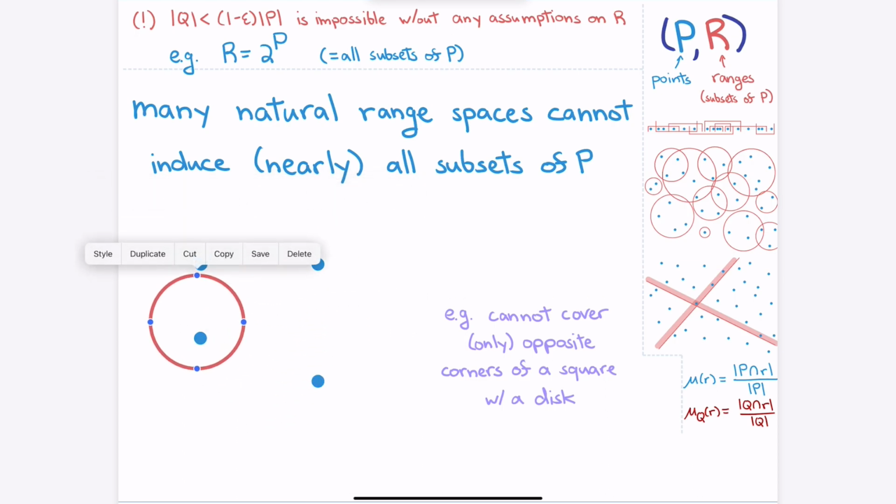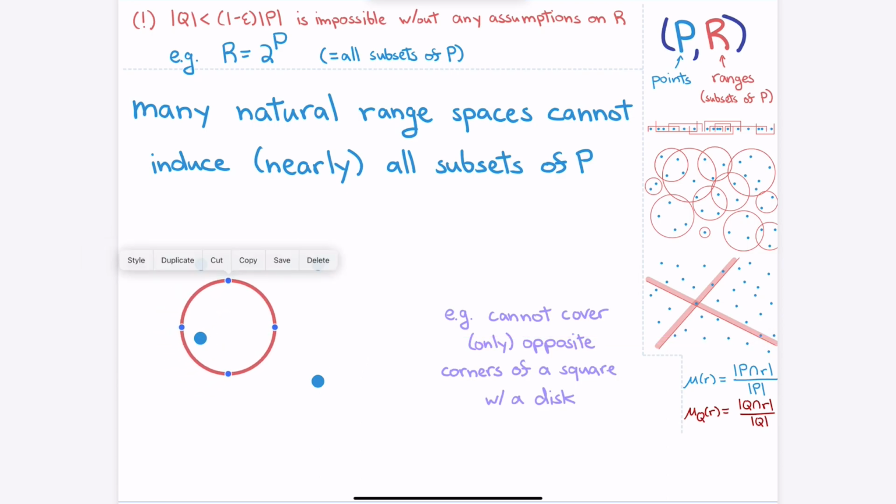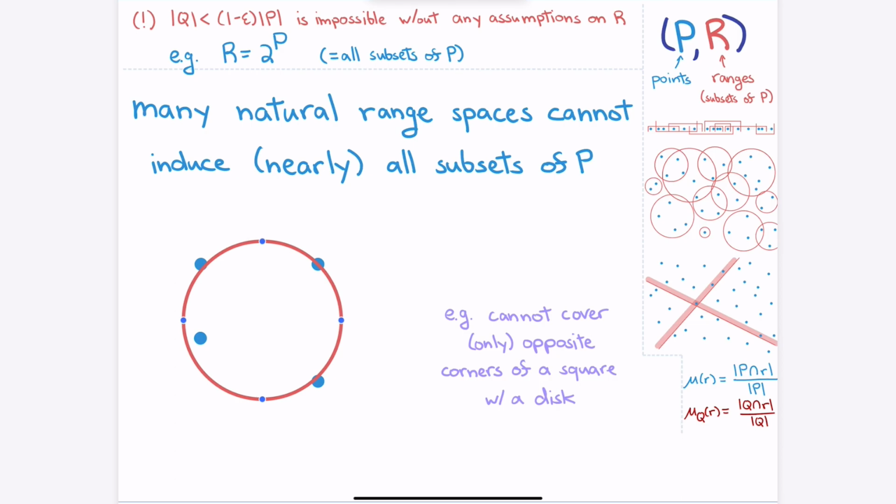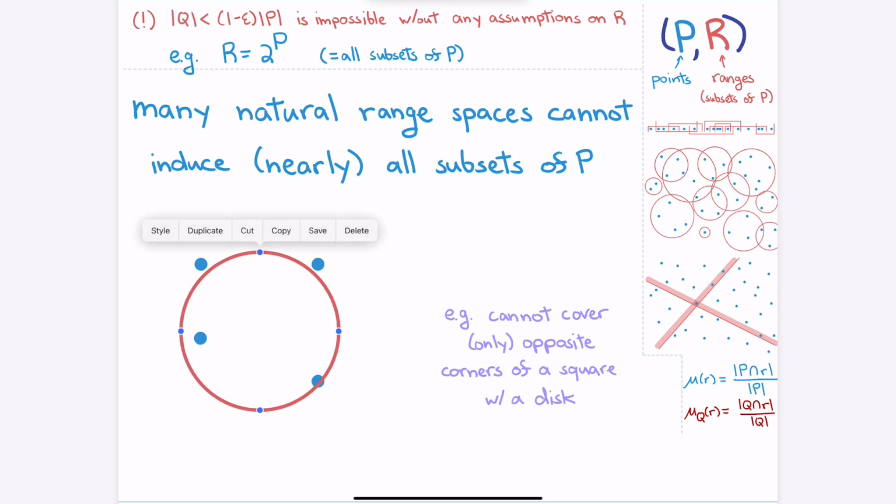I can do some of those subsets, but it becomes awfully hard to do diagonals, right? It's not clear that I can draw a circle that captures these 2 points, or if you did, then it would be hard to do the other diagonal. One of the 2 diagonals is going to give you a hard time in this picture. So many natural range spaces that come up aren't nearly as hard as all possible subsets. And that gives us some hope.